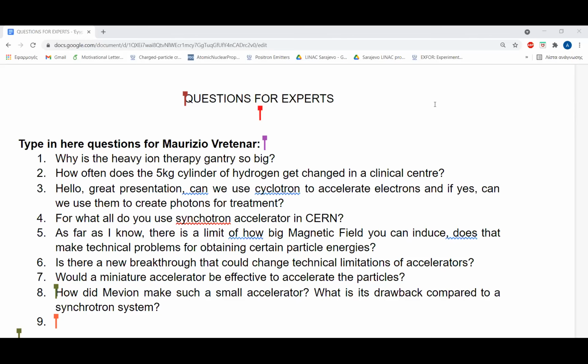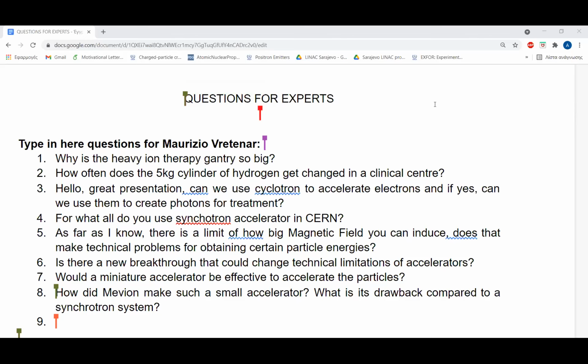What you can use to accelerate electrons, for example, is what you have seen in my last slide, the X-band system. This is an electron accelerator, and it can be used, for example, to create photons. So there are different ways to create photons, more modern than what you will see in my next lecture.